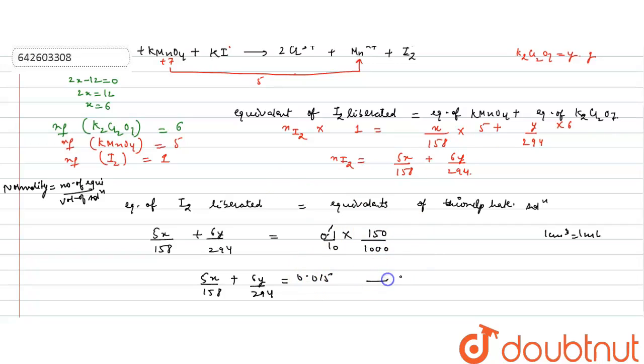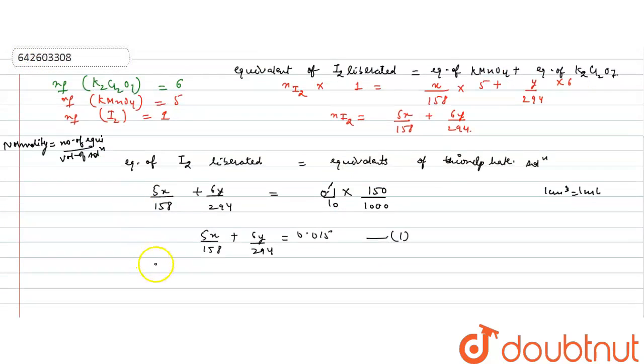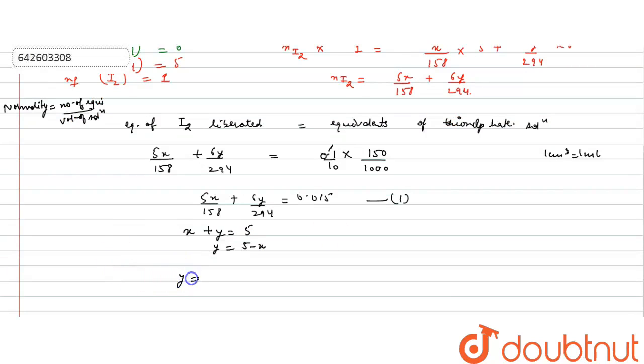So we have this equation, and another equation is that the total mixture is 0.5 gram. It means X plus Y is equal to 0.5 gram, because we have supposed X is the mass of KMnO4 and Y is the mass of K2Cr2O7. So when we put Y equals 0.5 minus X in this equation 1, we will get the value of Y, and the value of Y calculated is 0.073 grams and X is 0.427 grams. It means the weight of KMnO4 is 0.427 grams.